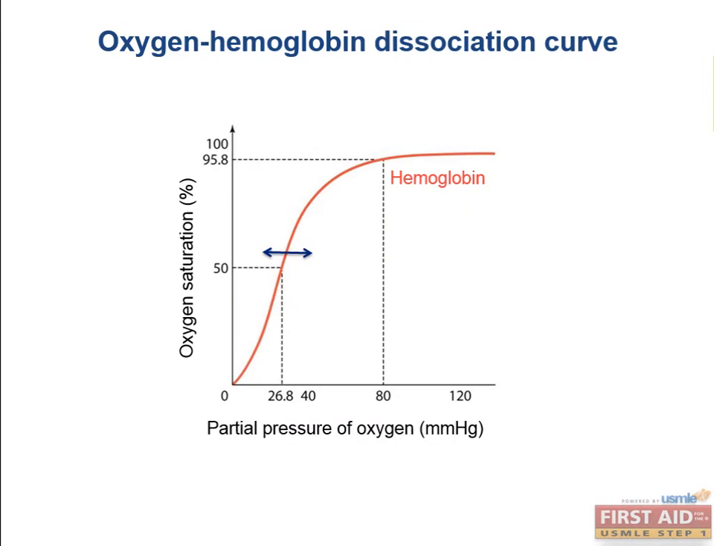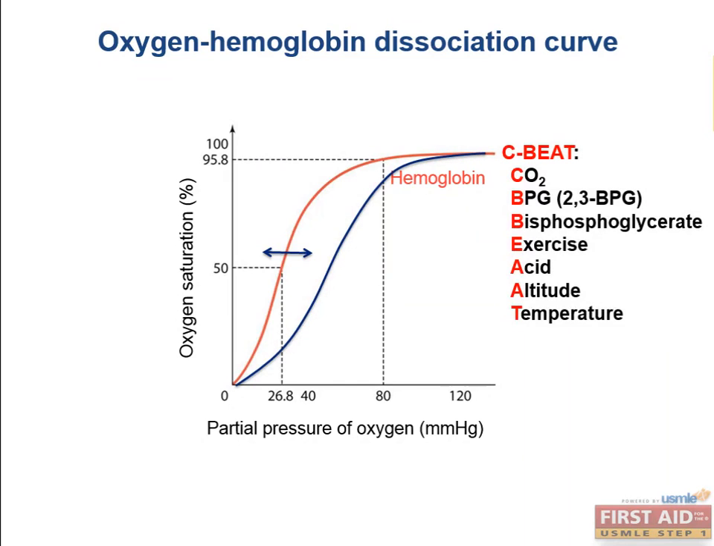For example, when you're exercising, your muscles need more oxygen, so it makes sense that the curve shifts to the right, meaning that hemoglobin at the same partial pressure of oxygen will be less saturated, since oxygen is being unloaded in the tissue. So there are a number of factors that will shift the curve to the right. The mnemonic to keep in mind is C-BEAT: CO2, 2,3-bisphosphoglycerate, exercise, acid, altitude, and temperature.